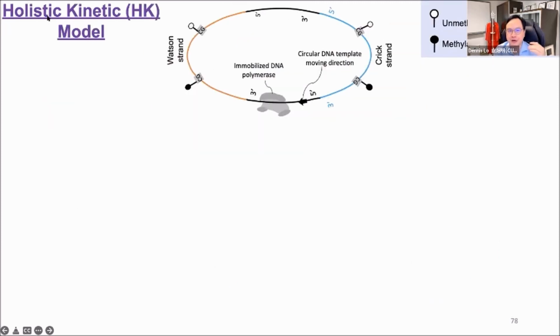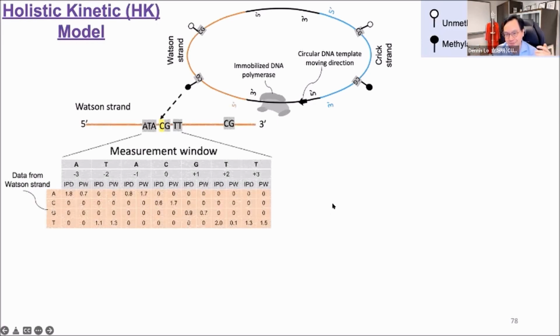So we developed this thing, we call it the holistic kinetic model, HK model. In other words, we look at different kinetic parameters of the DNA polymerization. And let's say I want to measure the methylation state of this C, and then I create a measurement window across the C, and then we measure the IPD and PW for all these positions. It's almost like you're driving a car, and in front there is something that you hit, a box, let's say in the middle of the road. Before you hit it, you're probably already doing something, right? You're doing some correction maneuver, you're pressing a brake, etc. And then you hit the box, and then your car suddenly will stutter and then change some more.